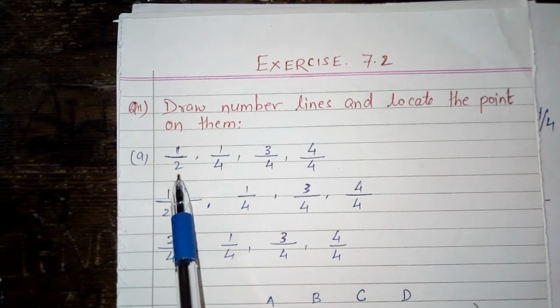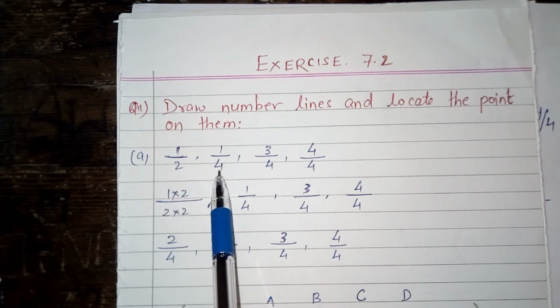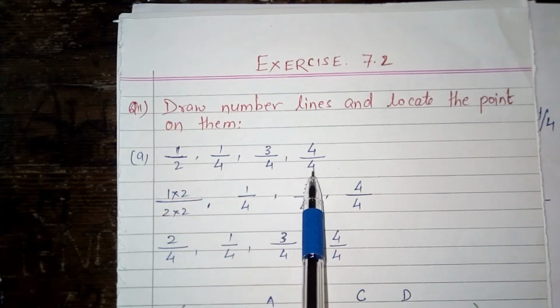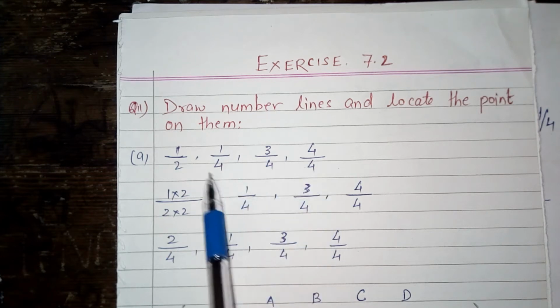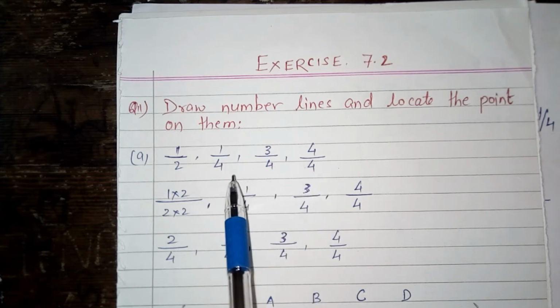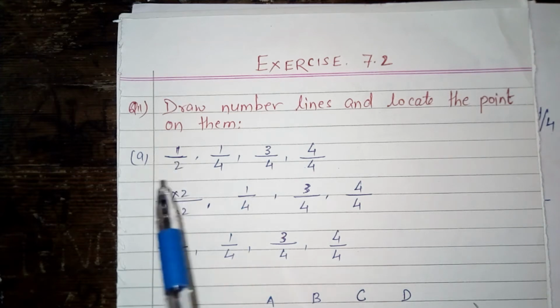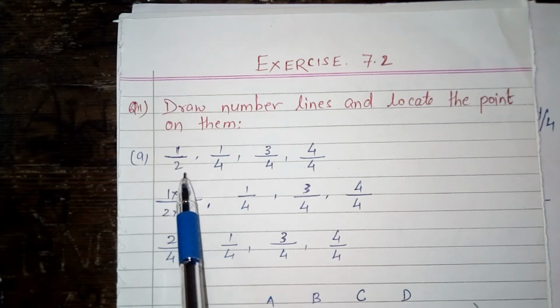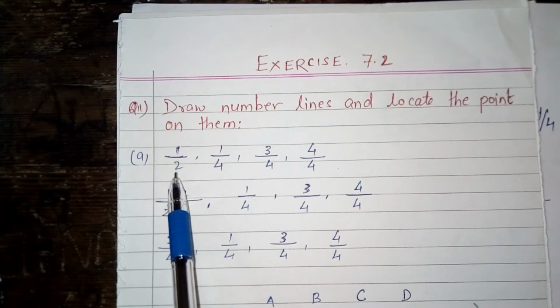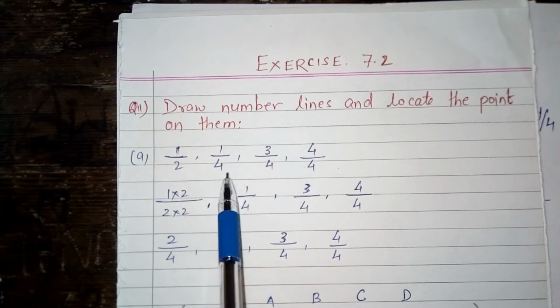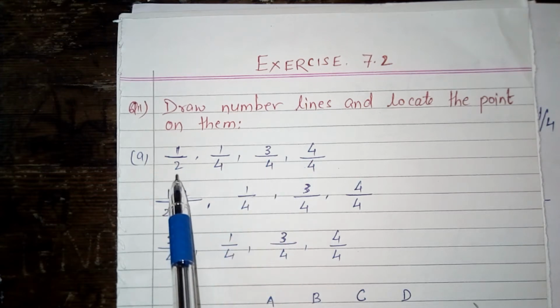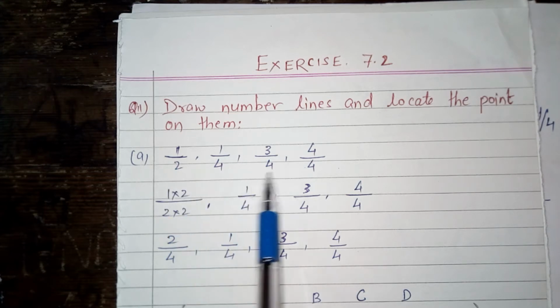As you are looking, in the second, third and fourth fractions the denominators are 4, but in the first fraction the denominator is 2. So what is your first step? The first step is that we convert denominator 2 to 4.